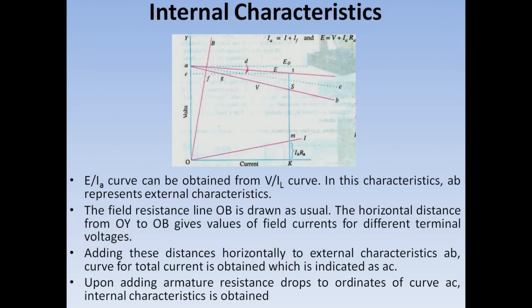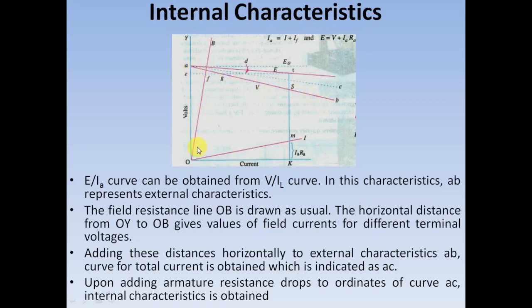Next we are going to study the internal characteristics of DC shunt generator. That is the characteristics which is plotted between on-load generated EMF, that is represented as E, and the armature current which is represented as IA. The internal characteristics line is actually obtained from the external characteristics here. We have already studied how to plot the external characteristics in the previous slide. The same is represented here by the line AB.